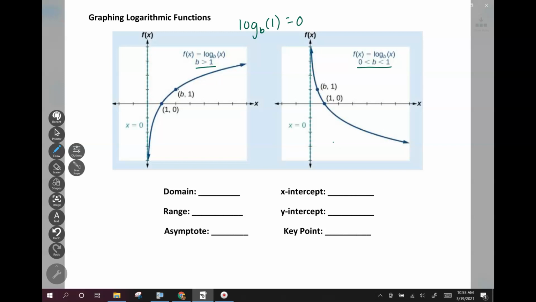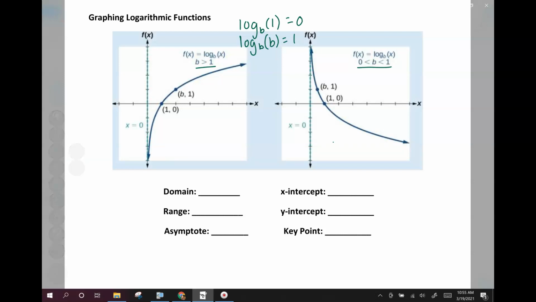All right, and then our other point that we have is (b, 1). So that's log base b, and we're plugging in b for x. Well, b to what power equals b? And that would just be 1. So those 2 points are always going to be on your graph unless some type of transformation has happened. So no matter what b is, you'll have those 2 points.